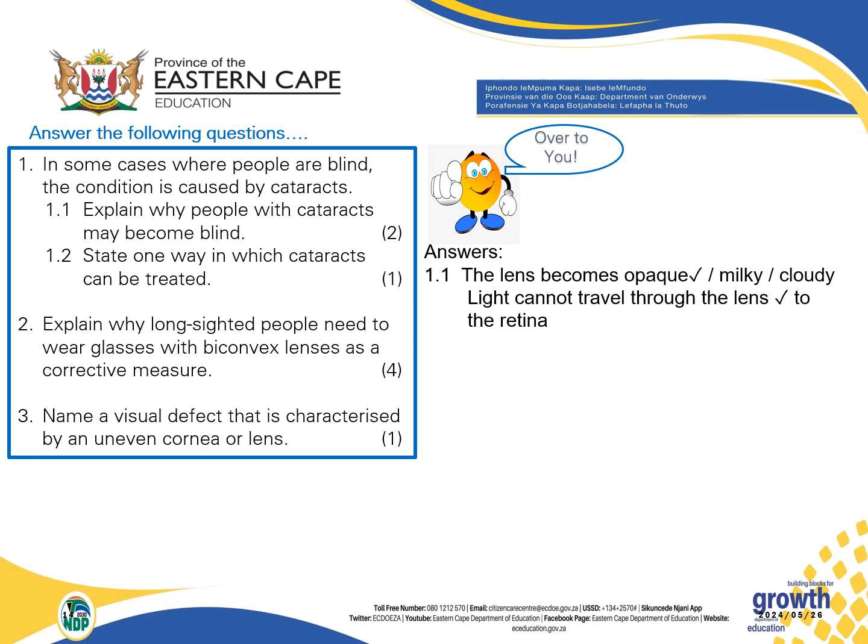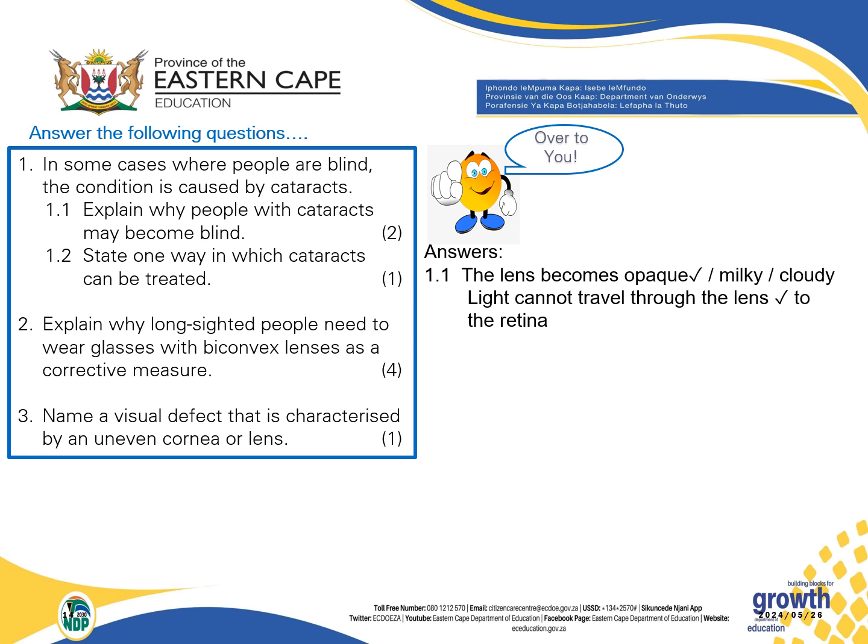Firstly, let's explain why people with cataracts may become blind. The reason for this is the lens becomes opaque or milky or cloudy. These are all words we can use to explain the condition of the lens. Because of this, light cannot travel through the lens to the retina, and this would cause a person to become blind.